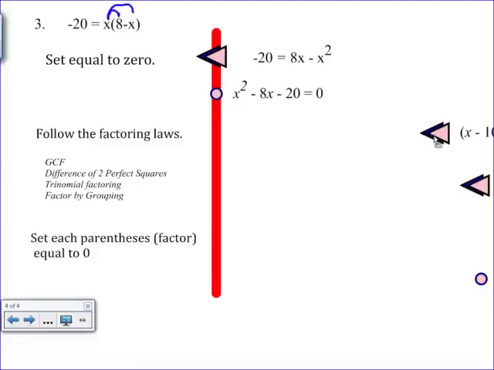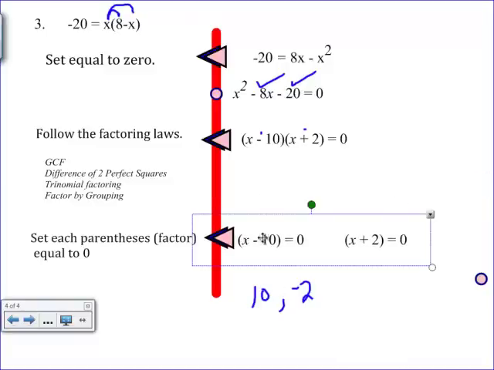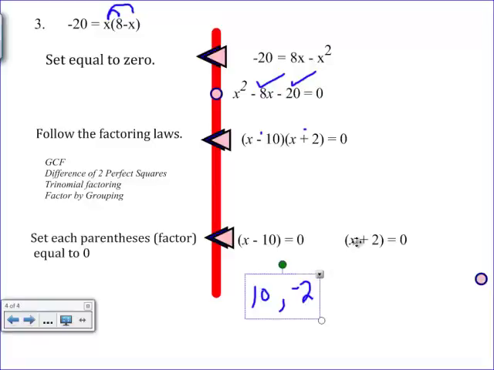Well, if I just factored for the heck of it, hey, look, when I factor, negative 10 times positive 2 gets me my negative 20. And negative 10 plus 2 gets me my negative 8. But I said my answers were 10 and negative 2. And oh, I see why. Because when I set each factor equal to 0, 10 minus 10 is how I get 0, and negative 2 plus 2 is how I get 0. So those are my two answers for this one.